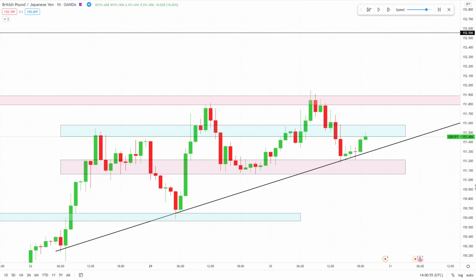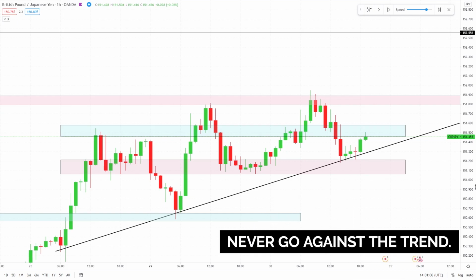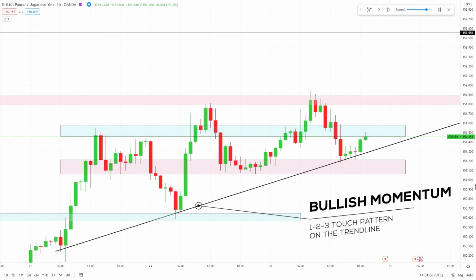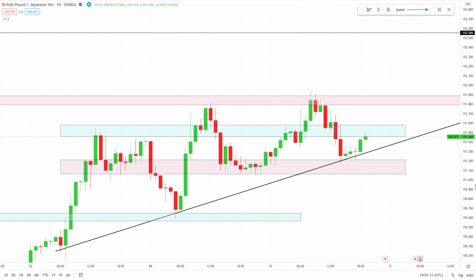So let's take a look at this example on a 1 hour chart. We have a clear bullish momentum towards the upside, meaning we would be looking only for buy trades. You can see that the 1 hour trend line is also indicating the buyers' move by having a 1, 2, 3 touch pattern on the trend, and we can see that every time the candlesticks got in touch with the trend, it shot towards the upside. But of course, the more times the trend line has been respected with a bounce, the better it is.